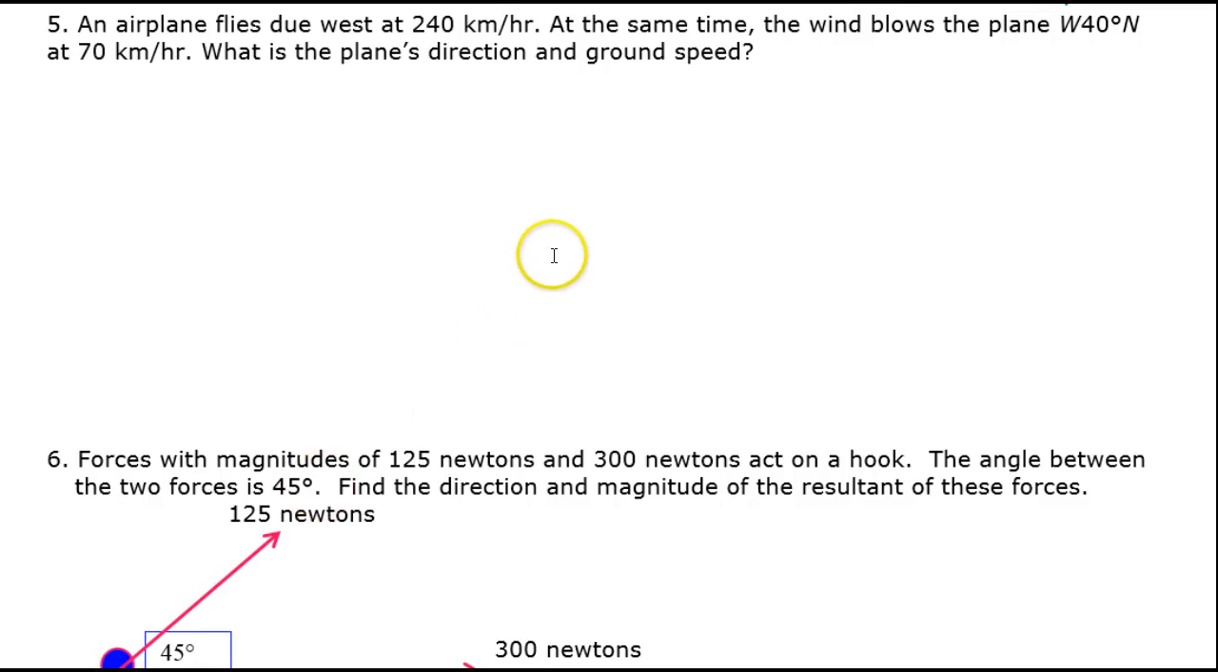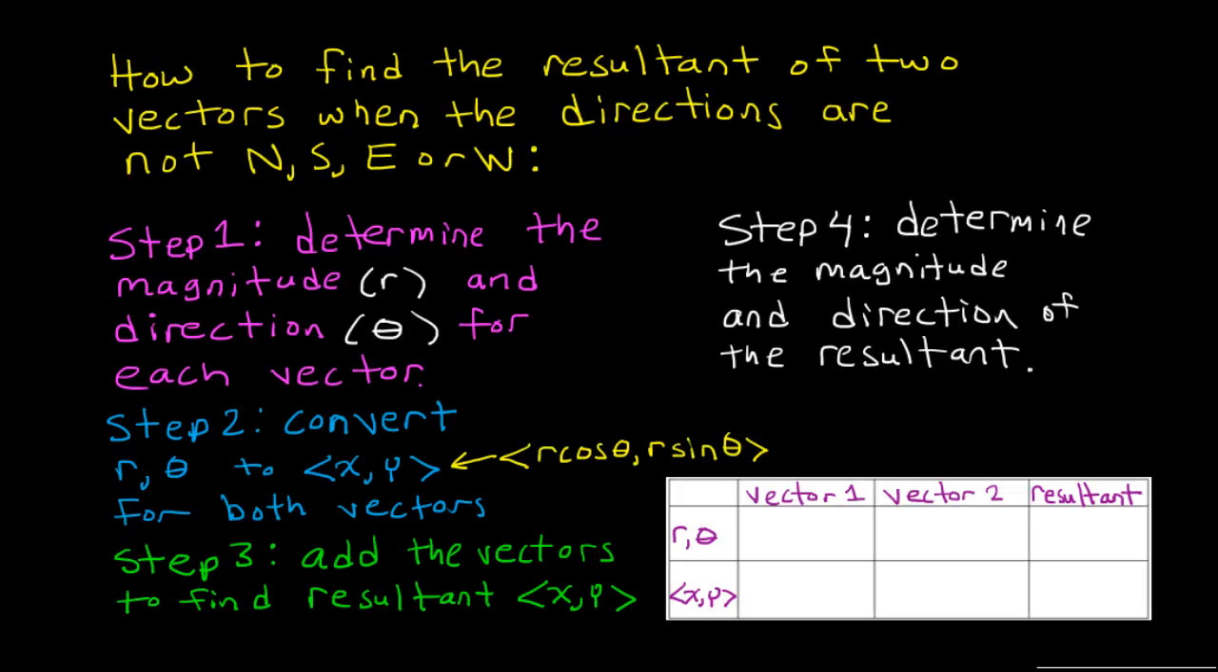In this video, I will show you how to calculate the resultant vector when you have two vectors acting together, even when the directions are not simply north, south, east, or west. I will be using this four-step process and this convenient graphing organizer.